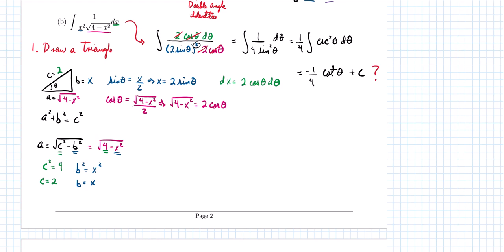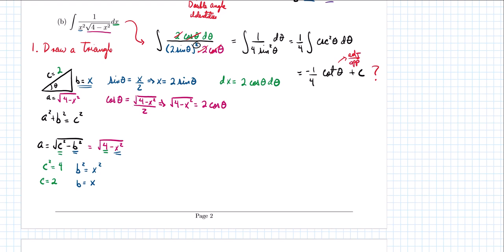Not quite. We still need to figure out, okay, well, what is our result in terms of the original variable, which in this case was x? Okay, so all that we need to do for this problem here is go back to our triangle. How is the cotangent defined? Well, recall here that the cotangent is the same thing as the side adjacent over the opposite.